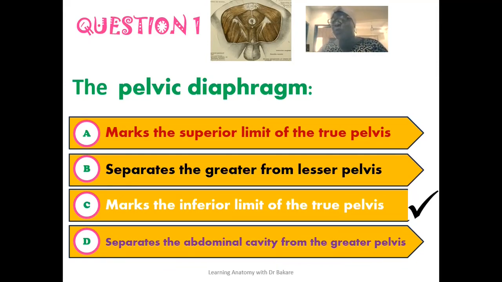pelvis. By now, we should know where the true pelvis is located. And inferior to this space, we have the alignment of the pelvic floor or the pelvic diaphragm. And this is where it is seen to mark the inferior limit of this region. So this is the correct option here.